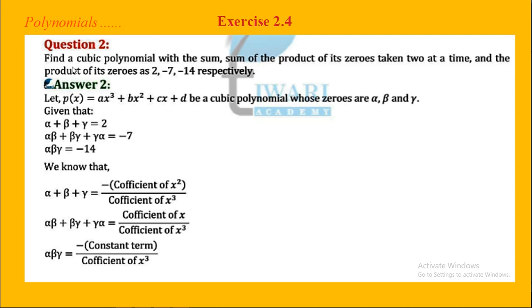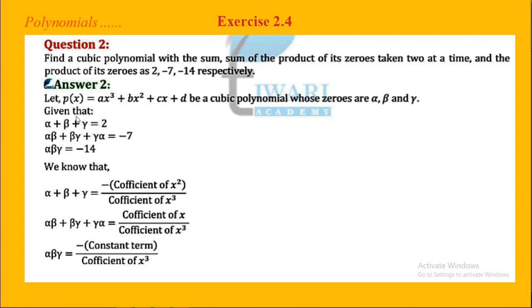That is, we have to find a cubic polynomial, and the given hints are the sum of its zeros is 2, the sum of the product of its zeros is -7, and the product of its zeros is -14. Okay, these are the hints, and with these hints we have to find the cubic polynomial.